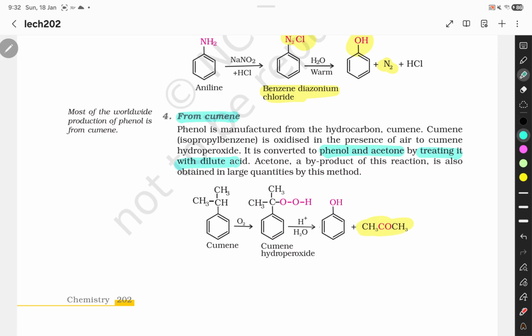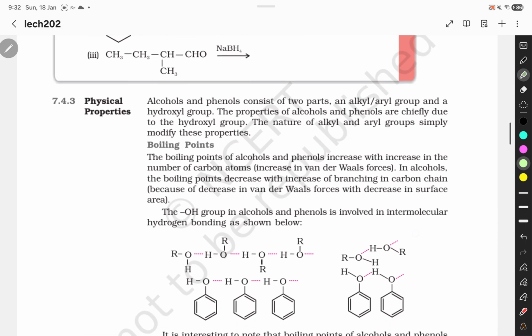by treating it with dilute acid. Okay, so first you are treating it with ozone. Ozone forms this intermediate called cumene hydroperoxide, and then after that it forms the phenol, the carbolic acid, and it is obtained in large quantities. Acetone is also obtained in large quantities, they're saying, so it's a good preparation for acetone also.